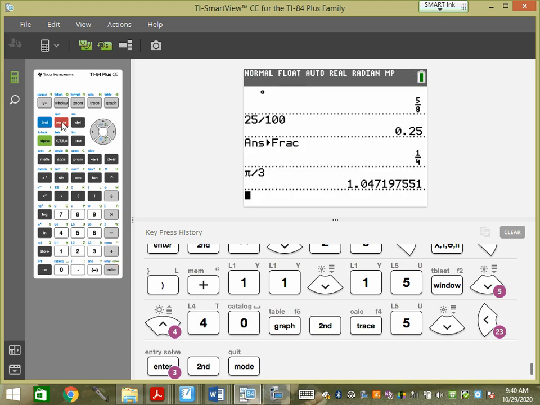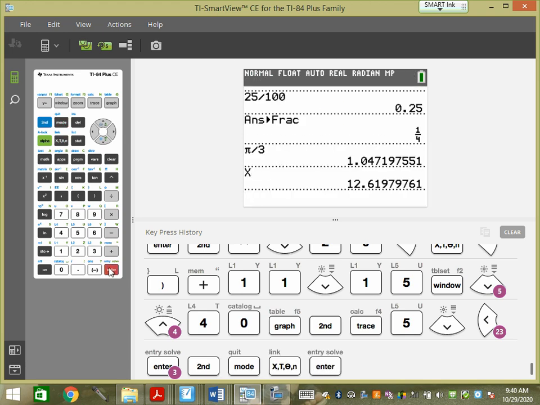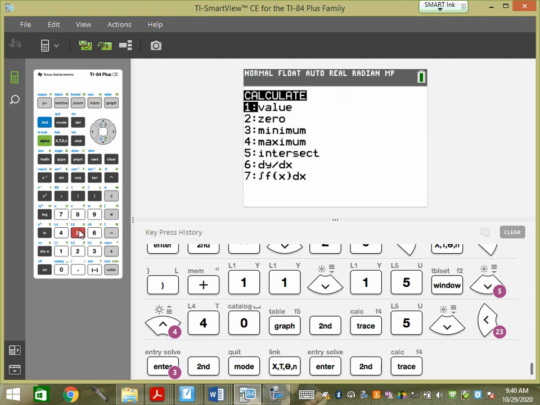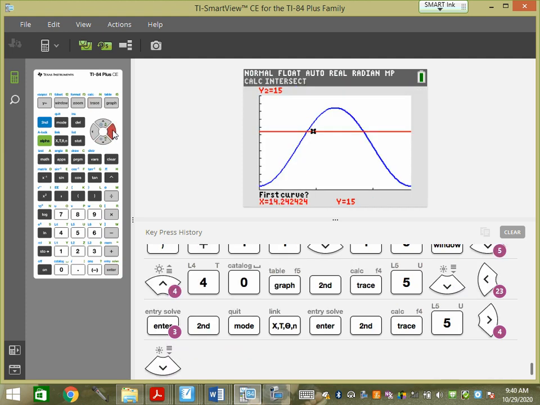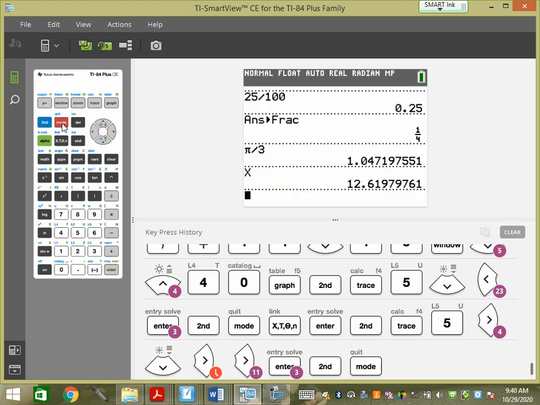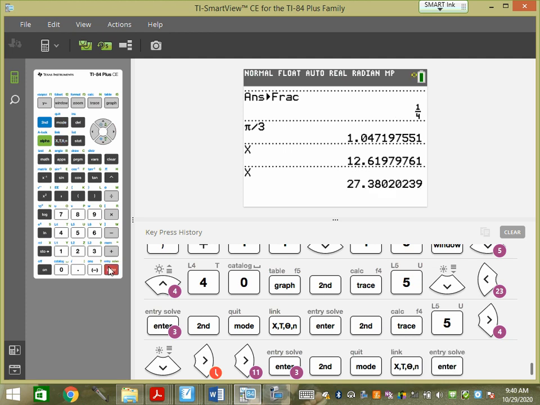If I want, I can go to my main screen. I can go second, quit, and go X, enter, and it'll put it down there for me. So that when I go back, I can try again. Second, trace 5. Enter, enter, enter. Now I got a new one, so I can go second, quit, get out of the mode, X, enter. And then I have both of them on my main screen. And then I can go back and chart down the actual answers.